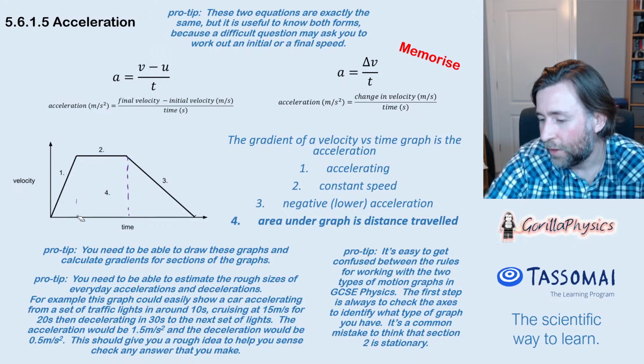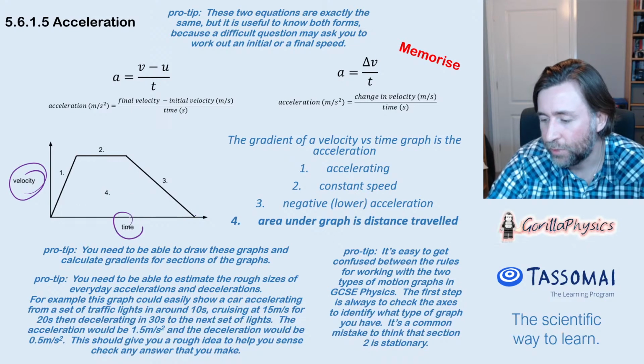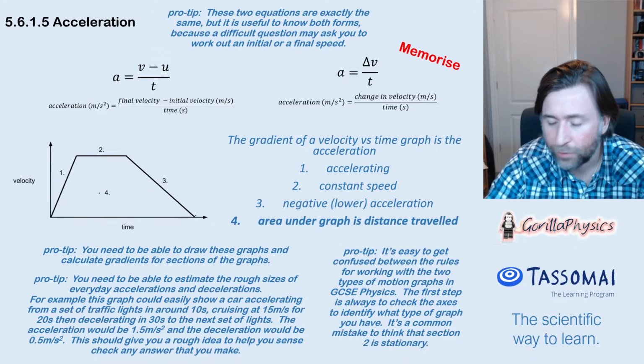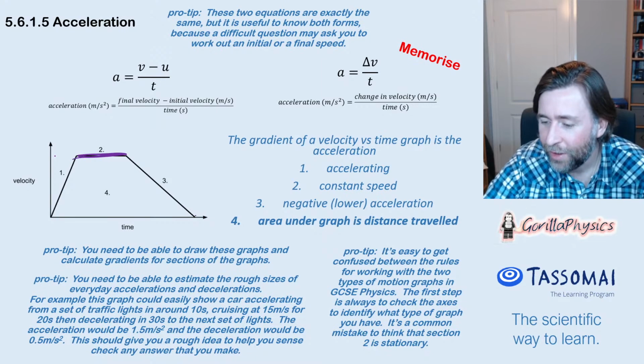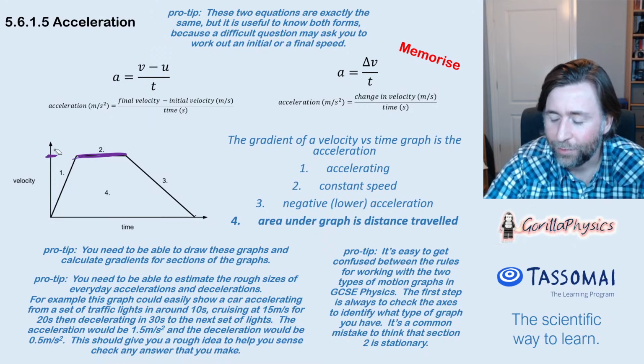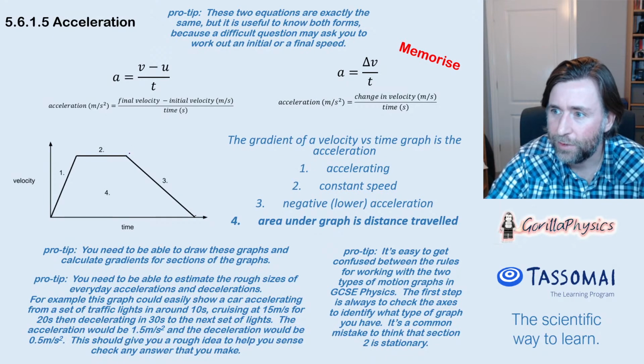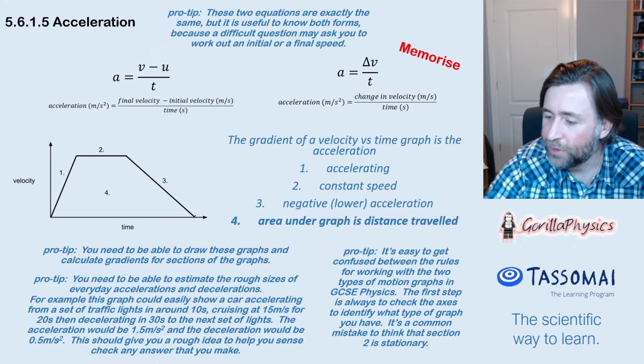Okay, hopefully that helps. Remember, first things first, always check which graph it is we're talking about here. And then think through the validity of what you've said. If you've said this has stopped, and it actually has a non-zero velocity throughout that time, well, it isn't stopped, is it?